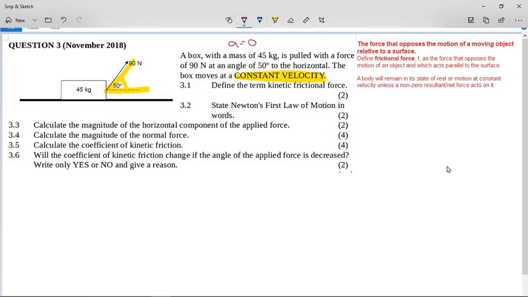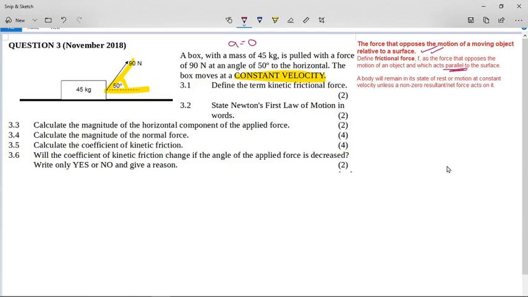Then it says state Newton's first law of motion in words. In the memo it says the force that opposes the motion of a moving object relative to a surface. But if you look in the exam guidelines, it says frictional force is the force that opposes the motion of an object and which acts parallel to the surface. So this is the better definition because it's stating exactly how it works relative to the surface.